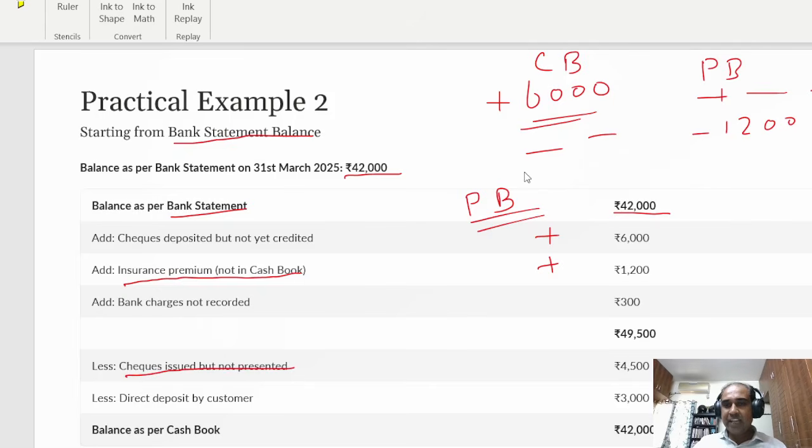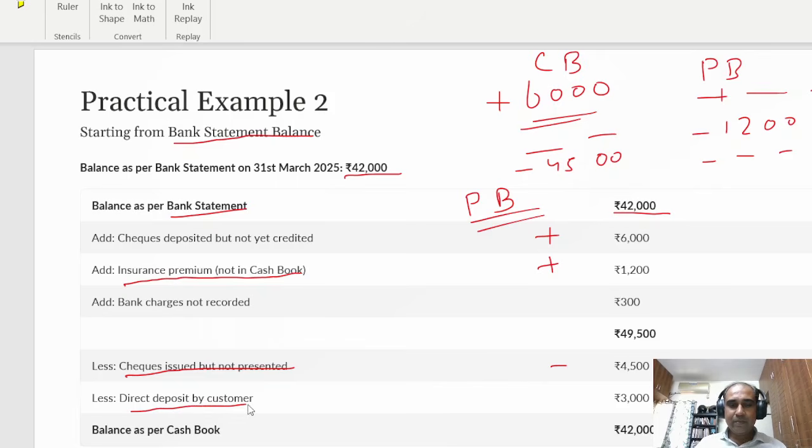Checks issued but not presented. In my cash book, I have reduced 4,500, but it never came to the bank or was never presented to the bank. So in the bank, there is no entry. Since I am having a bank statement with me and this entry is not there, I will include this entry. So I will reduce my passbook balance by 4,500. Now it will reconcile with my cash book.